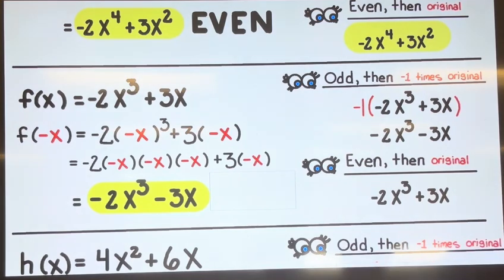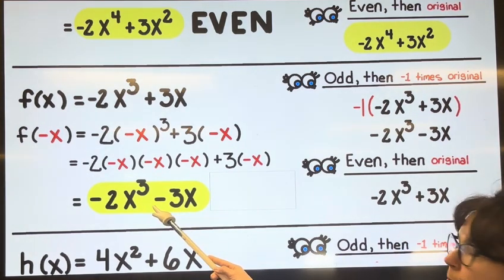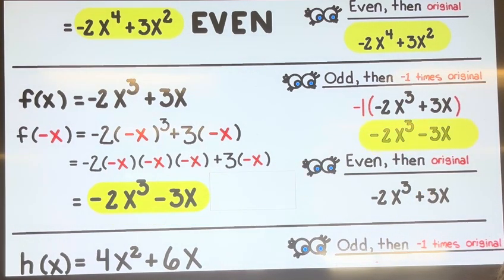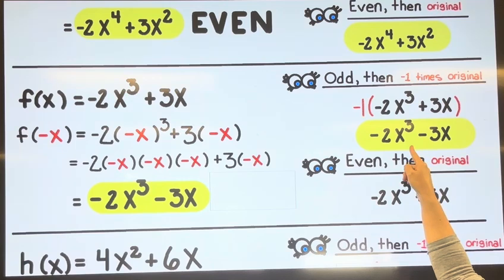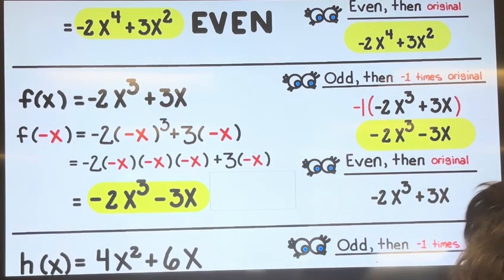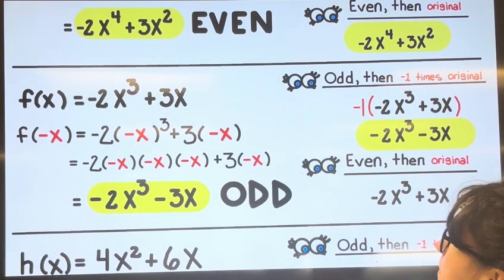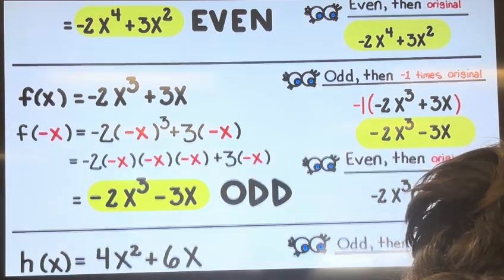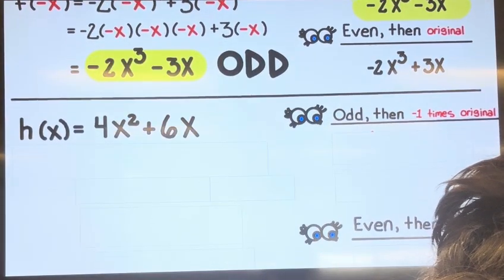And then let's compare that. Does the simplified version look like the original or like -1 times the original? It looks like -1 multiplied by the original, which means that this function is odd, symmetrical to the origin. This other one is symmetrical to the y-axis. Okay, so last example here.